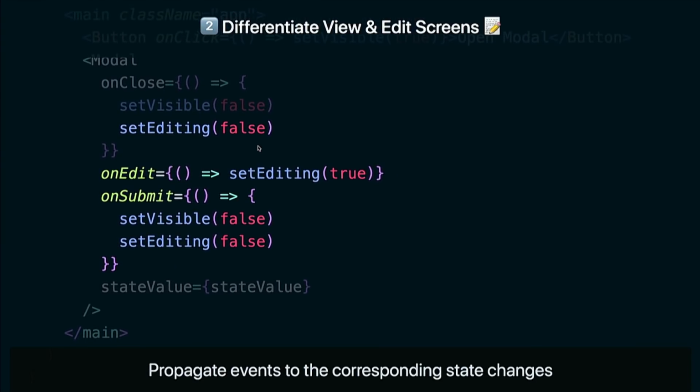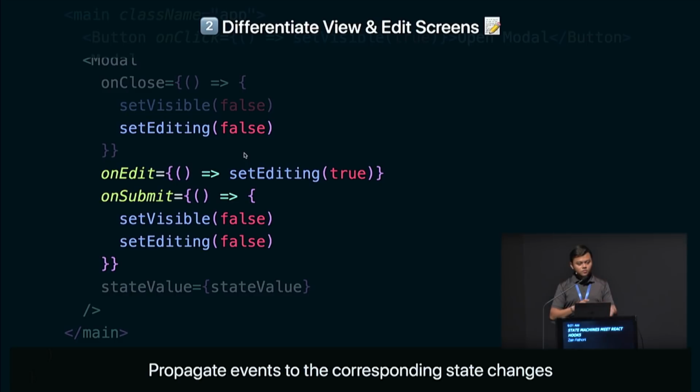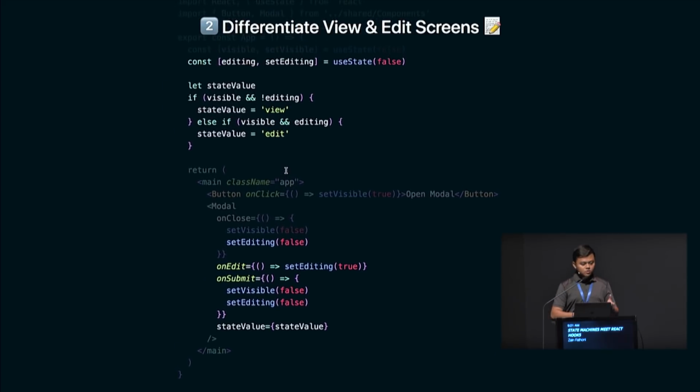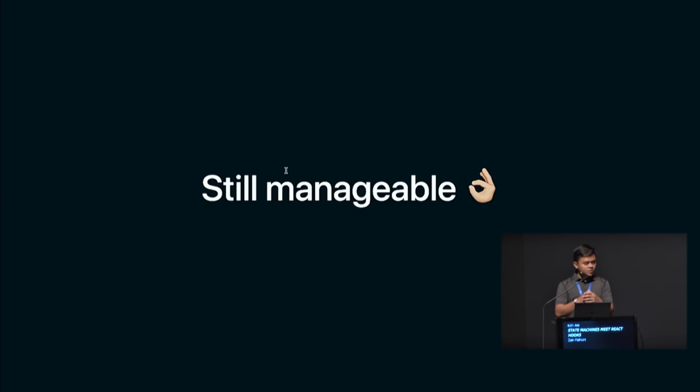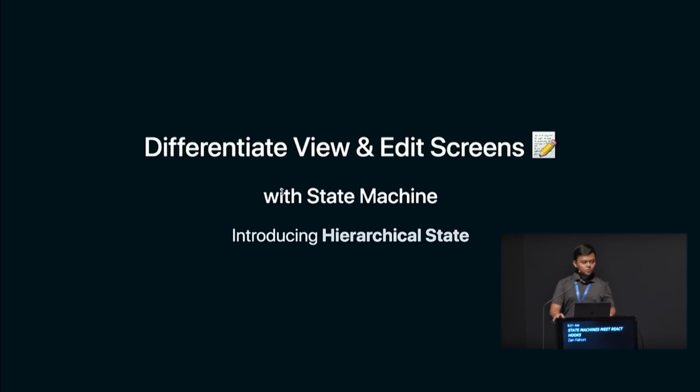And that's for getting the state. And now for changing the state, we should propagate the events of clicking those buttons to setting the states. So right here we set editing to false when we are closing the modal, so it gets to the initial state, and then on the edit button we just set it to true. So that's our implementation. It's still manageable so far. So why do we bother writing state machines? But we do some unuseful stuff sometimes, right?